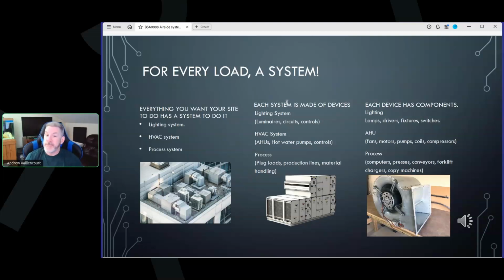Each system is made up of devices. Your lighting's got luminaires, circuits, controls. Your HVAC system is going to have air handlers, pumps, controls, whatever. It's going to be made up of all these different parts, in your process, whatever. Got to move fast now.